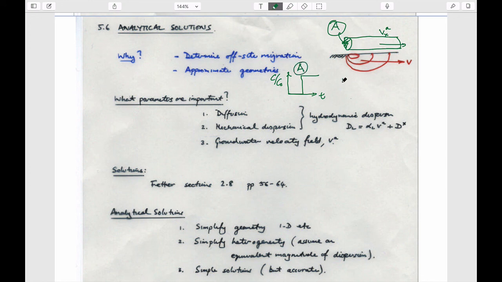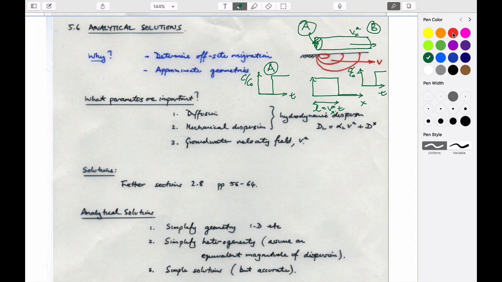If you look along the length of the core, then the response is something like this. This is a length which is equal to an advective velocity times time. And if we look at the response at the downstream side, then this would be time, and this would be relative concentration, C over C0, and it would look like this. So these are the basic features that we'd like to be able to prescribe.